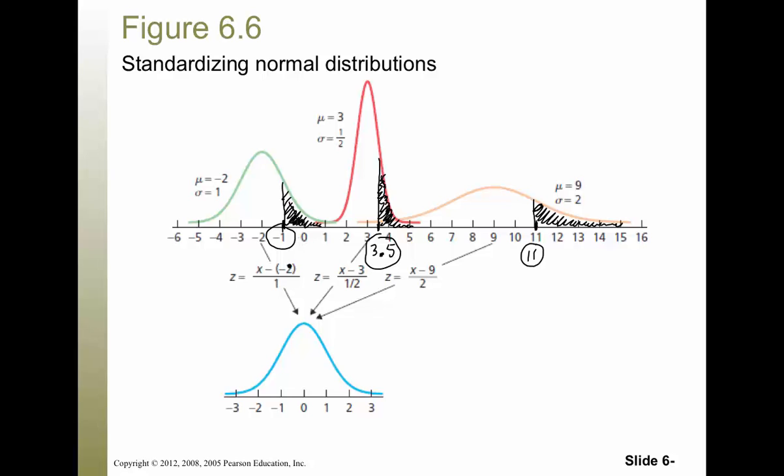All right, so if we find the z-score for -1, we would get 1. If we were to find the z-score for 3.5, what would we get? 1. If we found the z-score for 11, what would we get? 1. So they're all the same.